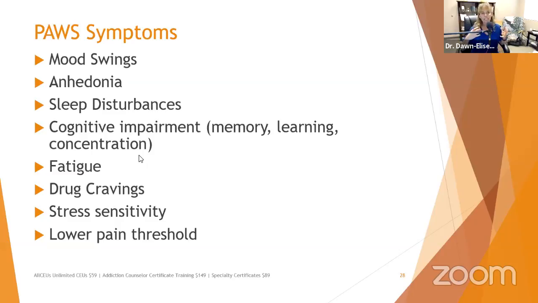So any of these things, you do want to consider what is the reason for it. And remember that resistance, or if a client appears resistant, it generally means that we're missing something. It means we're not doing what the client needs us to do or helping the client to do what he or she needs to do. So anyway, mood swings, anhedonia, sleep disturbances, cognitive impairment, fatigue, drug cravings, stress sensitivity, and lower pain threshold.